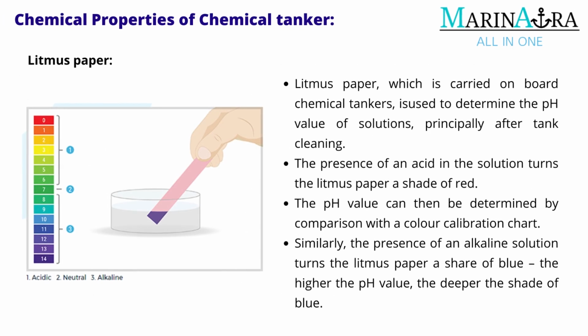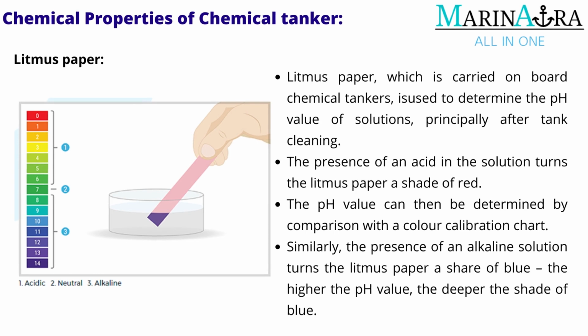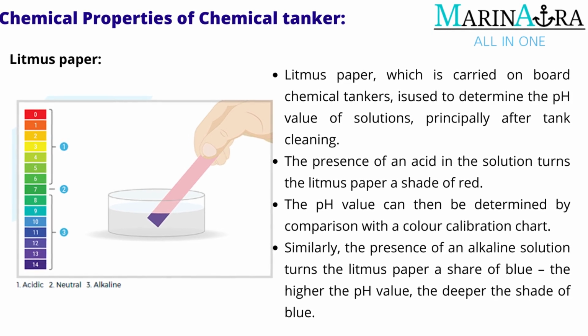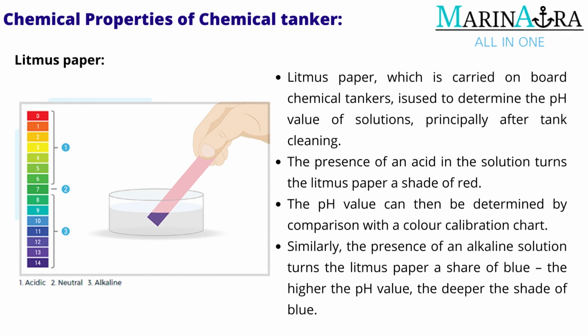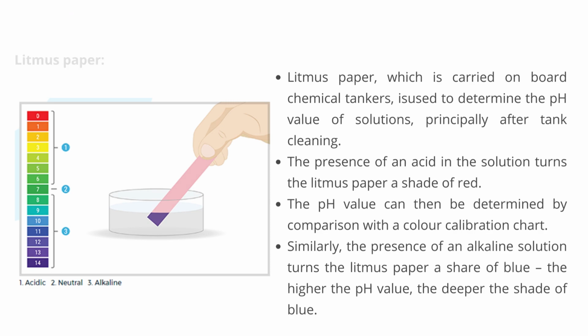Litmus paper. Litmus paper, which is carried on board chemical tankers, is used to determine the pH value of solutions, principally after tank cleaning. The presence of an acid in the solution turns the litmus paper a shade of red. The pH value can then be determined by comparison with a color calibration chart. Similarly, the presence of an alkaline solution turns the litmus paper a shade of blue. The higher the pH value, the deeper the shade of blue.